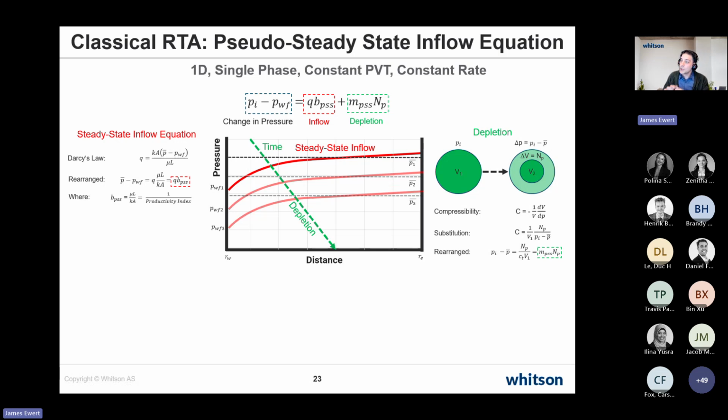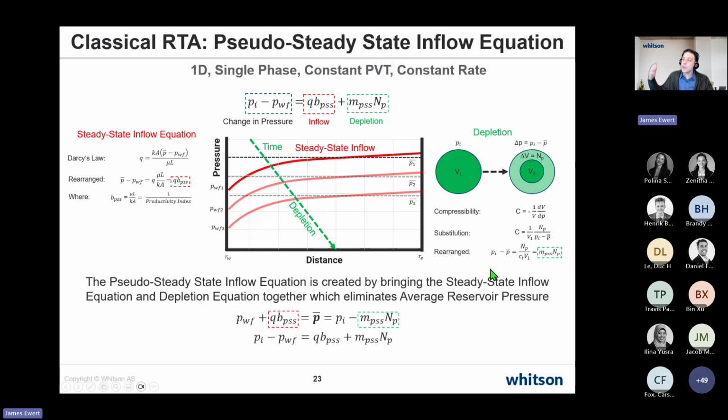Now, here's the thing with depletion or compressibility, it gives us another equation. But this equation sets pressure in terms of initial pressure and average reservoir pressure. And so what we can do is take those two equations and bring them together. And this does two things. One, it gets rid of average reservoir pressure. We don't have to shut in the well anymore. But what it also does is it sets our pressure relationship in terms of initial pressure and wellbore flowing pressure.